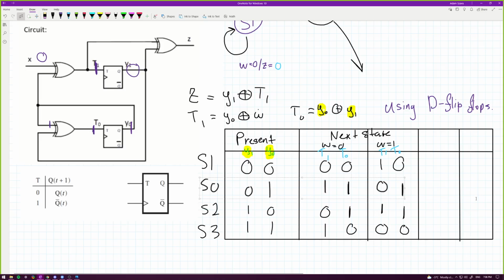Oh, in the actual next state. In the actual. Yeah. Okay. Only looking at W0. We don't care about W1. Okay. Only W0. Yeah.